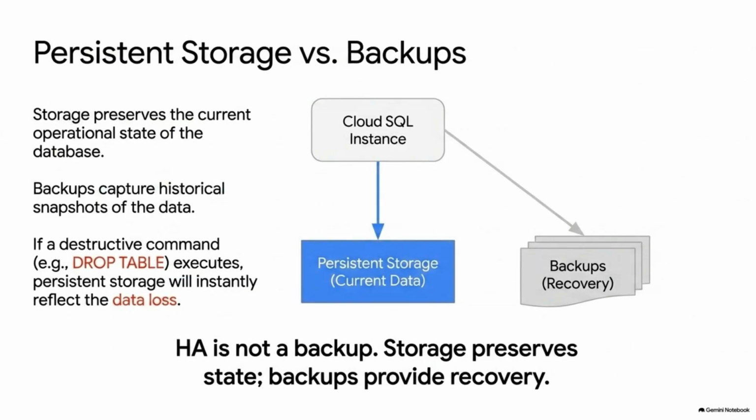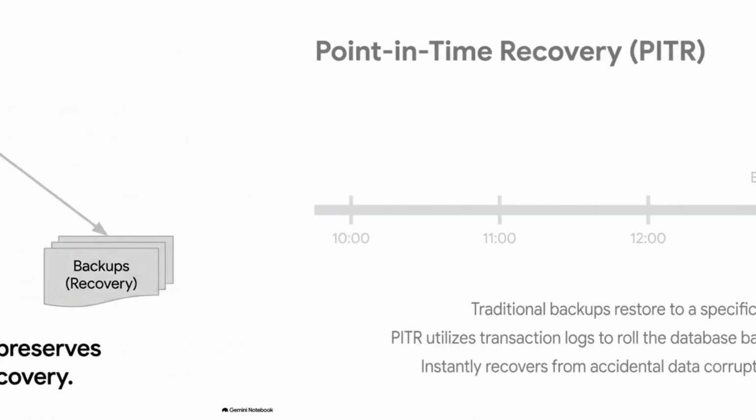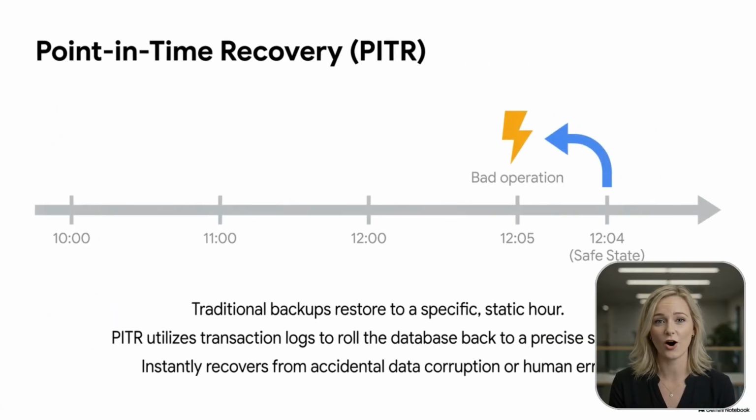It is important to remember that high availability is not a substitute for backups. While persistent storage maintains your database's operational state, backups capture historical snapshots. If you execute a destructive command, persistent storage will reflect that loss, but backups allow for recovery. Point-in-time recovery, or PITR, goes beyond traditional backups. By using transaction logs, it allows you to roll your database back to a precise second. This is an effective way to instantly recover from human error or accidental data corruption.